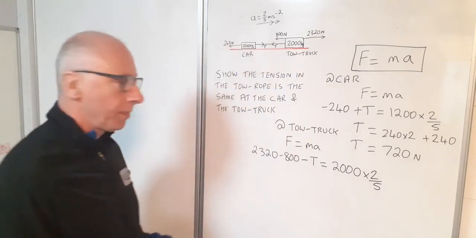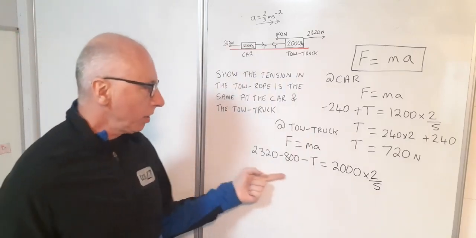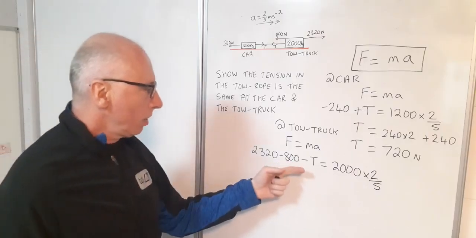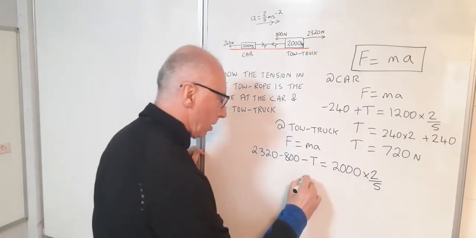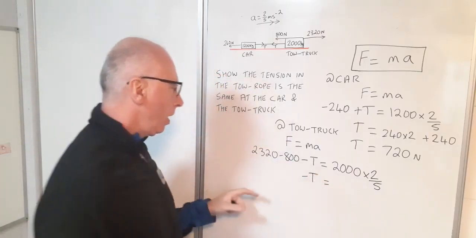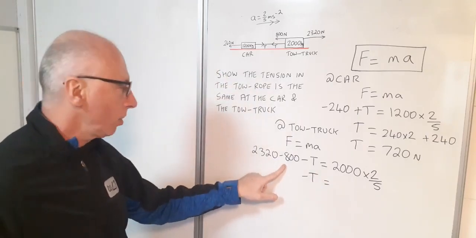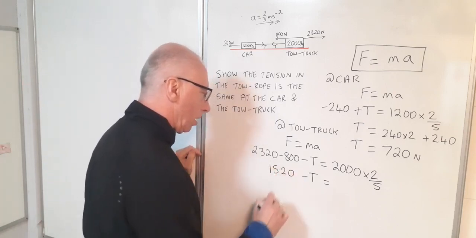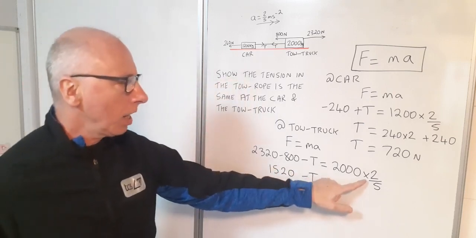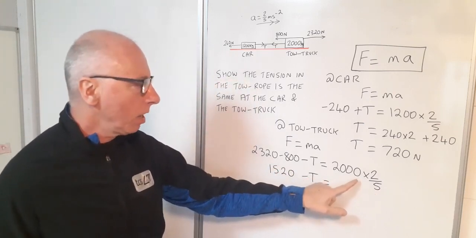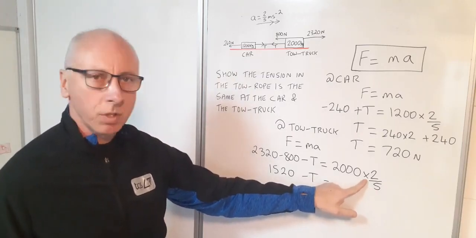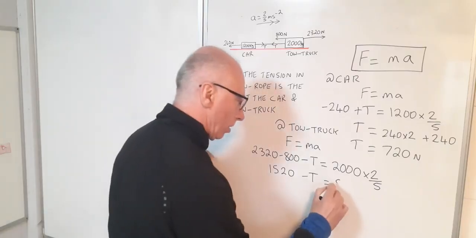Okay, right. Let's see what we've got now. We've got one equation with an unknown, nice and straightforward to solve. So I've got minus T. I've got 2320 minus 800, so that's going to give me 1520. And 2000 times 2 divided by 5. Well, 2000 divided by 5 is 400, times 2 is going to give me 800.